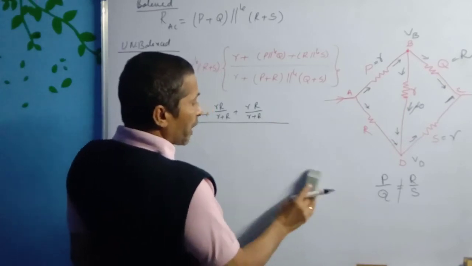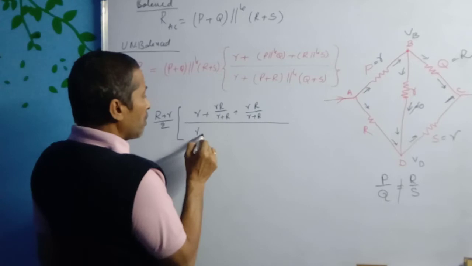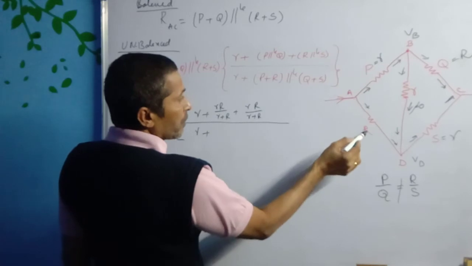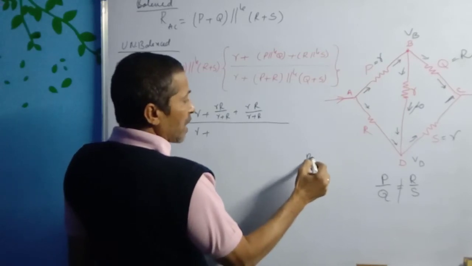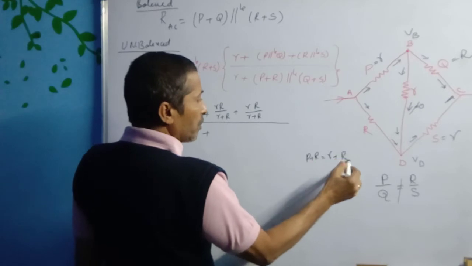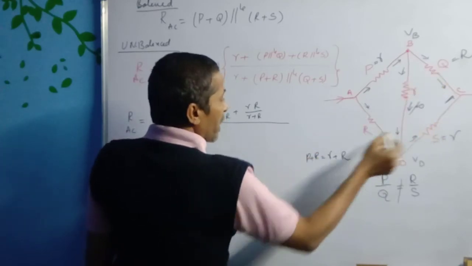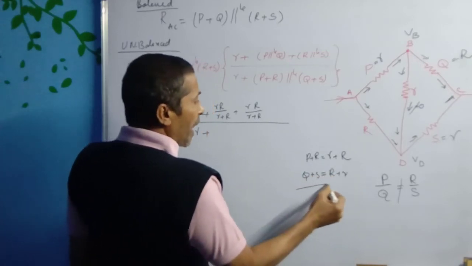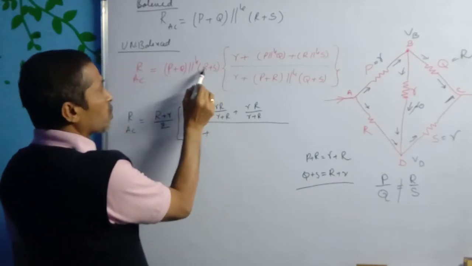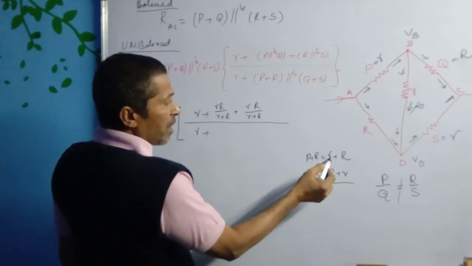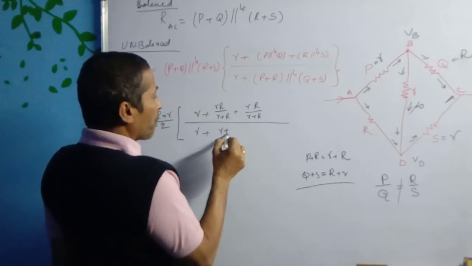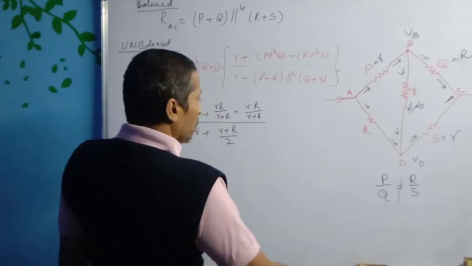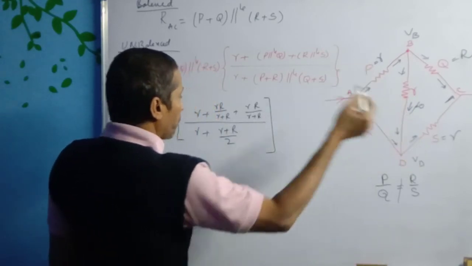What about the denominator? Small r plus P plus R. P is small r, R is capital R. P plus R is equal to small r plus capital R. Q plus S is equal to capital R plus small r. Their parallel combination is just like this one. What is the parallel combination? Both are the same. Therefore, R plus capital R by 2. Now you have to simplify this one, then you will get the formula for this one.